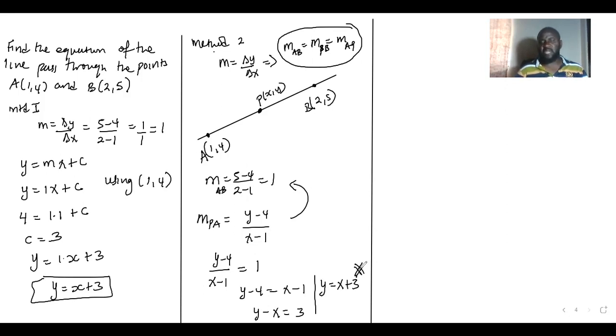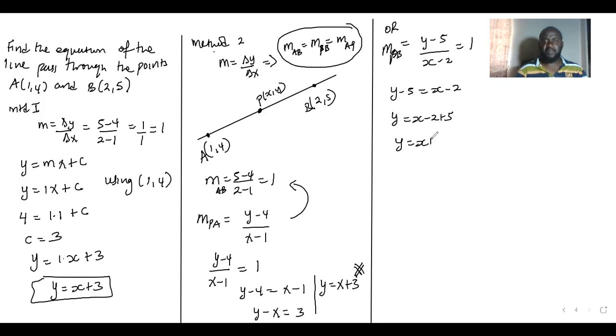Let me also investigate what if I had used the PB rather than PA. So if one had used the gradient of PB, which is going to be equal to y minus 5 over x minus 2, is also equal to 1, the gradient of the entire line, using those 2 points which are known. Then y minus 5 is going to be equal to x minus 2. So y will be equal to x minus 2 plus 5. Definitely y is x plus 3. That is also a solution.